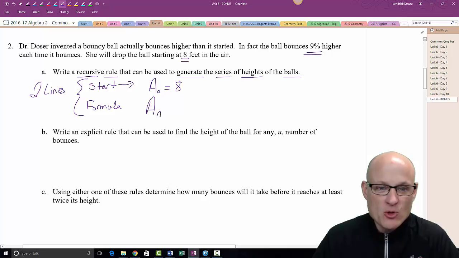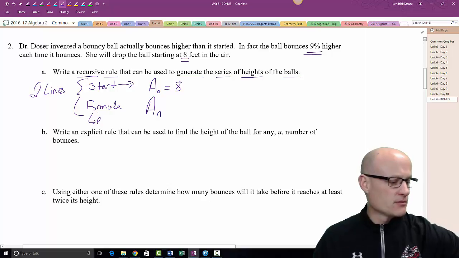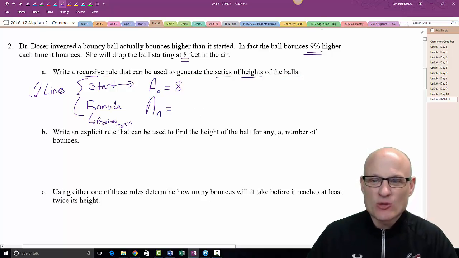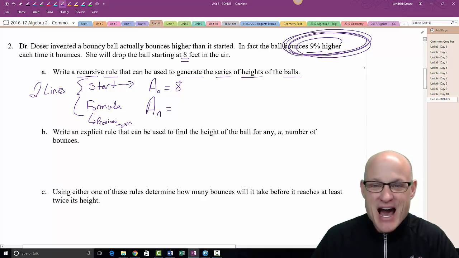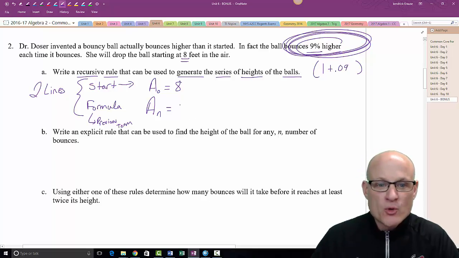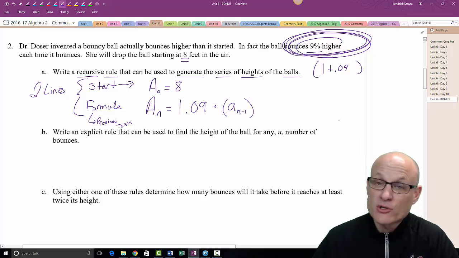A sub n. Now, if you remember, your recursion always uses the previous term. So this is equal to... Now, how am I going to represent 9% higher? Well, that's exponential growth, which means it's going to be 1 plus 0.09. Or in other words, 1.09 times the previous term, a sub n minus 1. There you go. That's a recursive definition.